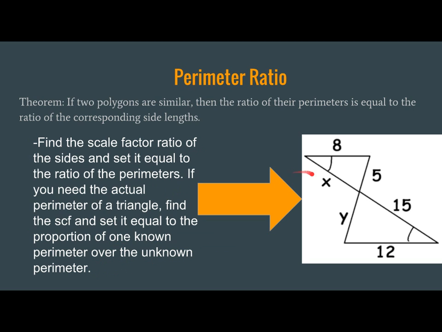So if you know one perimeter of this figure, then you set it in proportion to the unknown perimeter, and you set that equal to the scale factor ratio. Use the scale factor ratio or the side ratio. The side ratio is always equal to the perimeter ratio, once everything's simplified.